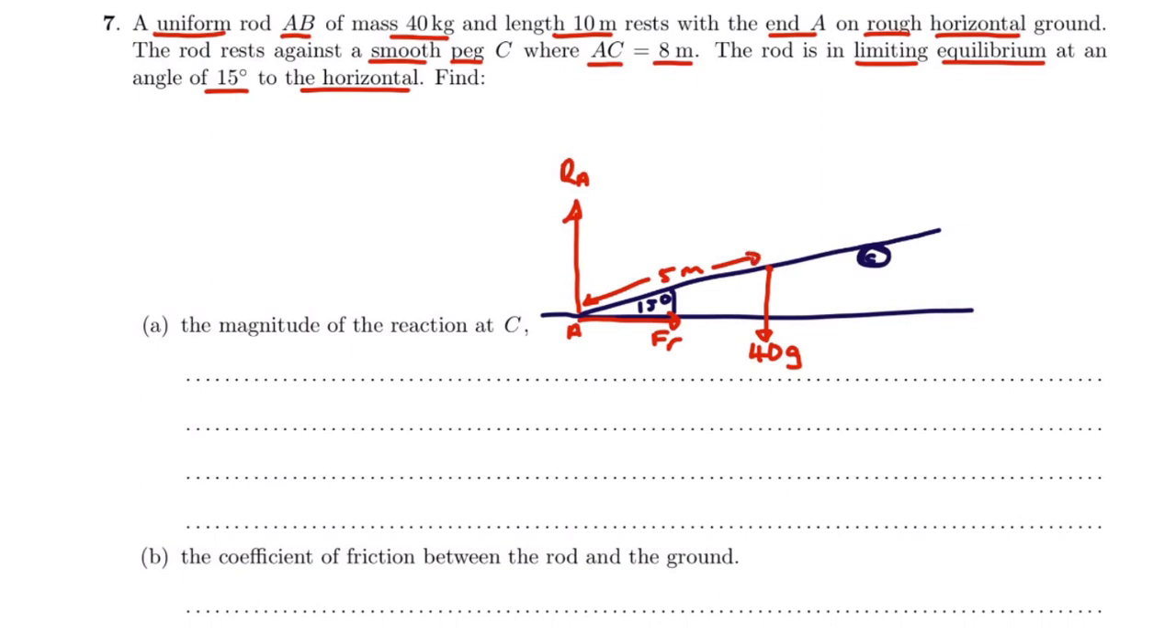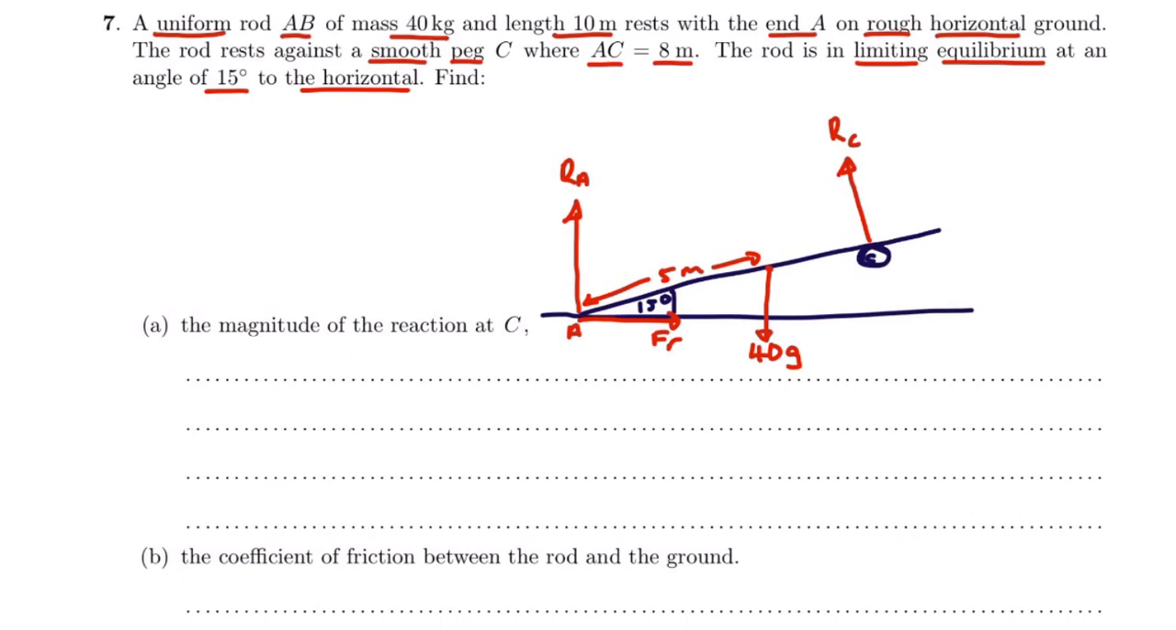Now there is one more force. The rod is pressing on the peg, so the peg is pressing back on the rod. Because it's a circular peg, we're going to have a normal reaction here, which we'll call RC, and that is acting perpendicular to the rod. So we've got all our forces on.